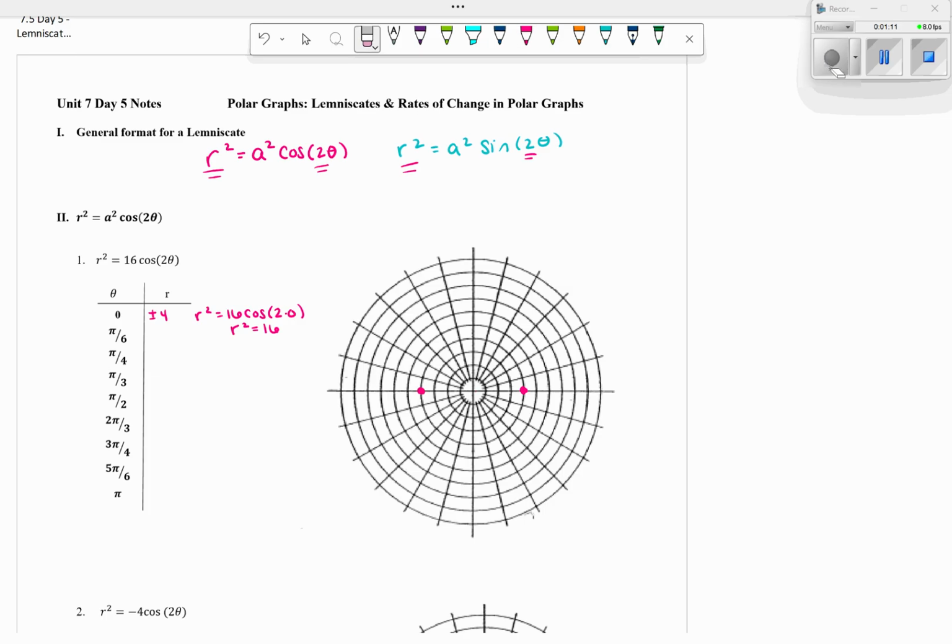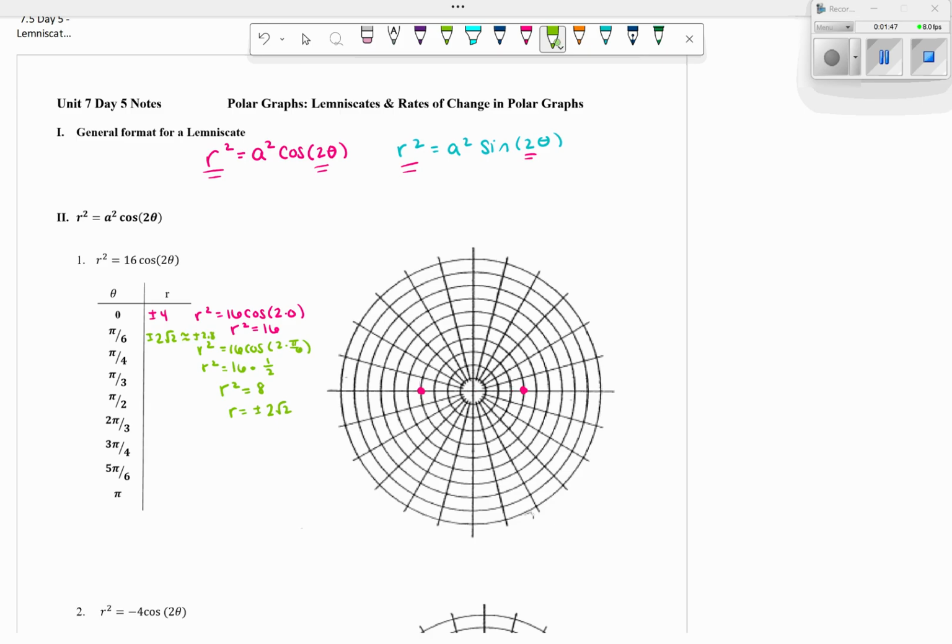Then we have pi over 6. So if we think about instead of 0, plugging in pi over 6, we get r squared equals 16 times the cosine of 2 times pi over 6, which is going to give us pi over 3. So the cosine of pi over 3 then is equal to 1/2. So we get r squared equals 8. And then, of course, r is equal to plus or minus the square root of 8, which is 2 root 2, plus or minus 2 root 2, which is about 2.8.